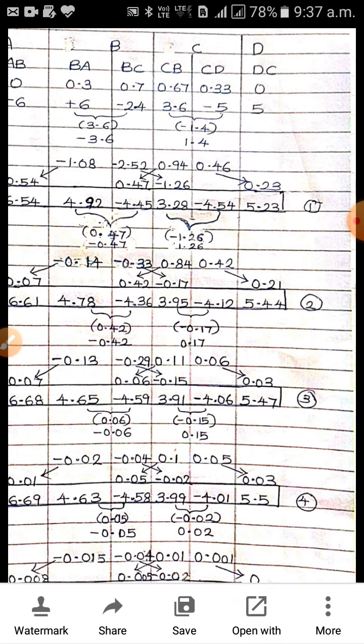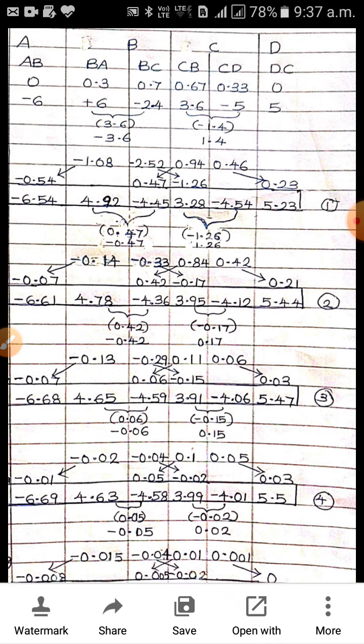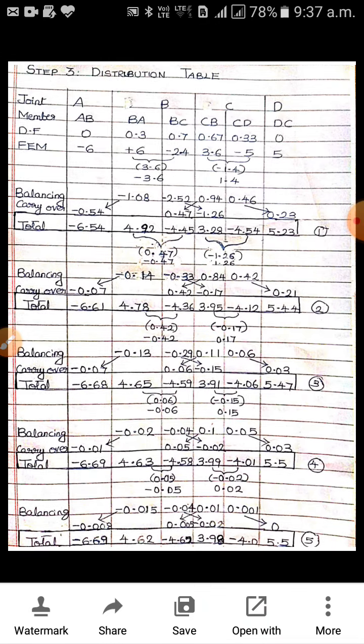Again here at C, 3.28 minus 4.54. What is the difference? Minus 1.26. So minus of minus, plus 1.26. Again multiply by the distribution factor. 1.26 into 0.67, 1.26 into 0.33, which is 0.42. Again carry over. Again you add up. When you add here, you have to be careful from the level of iteration 1. So minus 6.54 minus 0.07 is minus 6.61. 4.92 minus 0.14 is 4.7. From that level you have to add up.